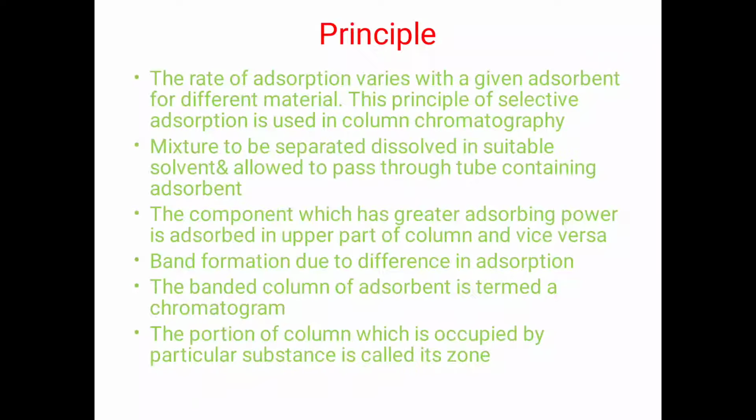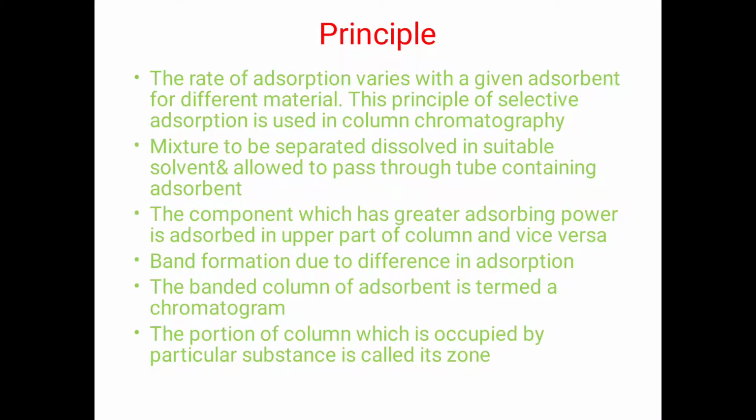The rate of adsorption varies with a given adsorbent for different materials, and this principle of selective adsorption is used in column chromatography. The mixture to be separated is dissolved in a suitable solvent and allowed to pass through the tube containing the adsorbent. The component which has greater adsorbing power is adsorbed in the upper part of the column, and vice versa. That means the substance with less adsorption is eluted first.